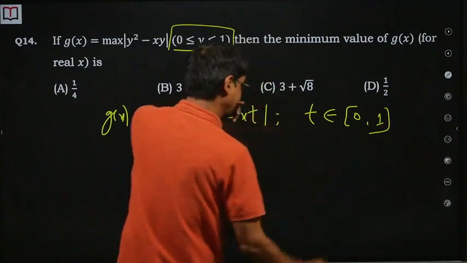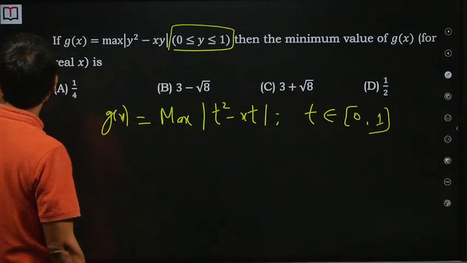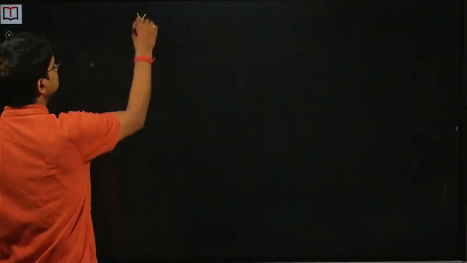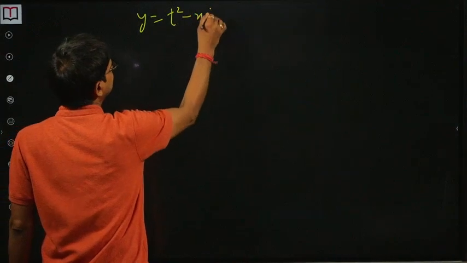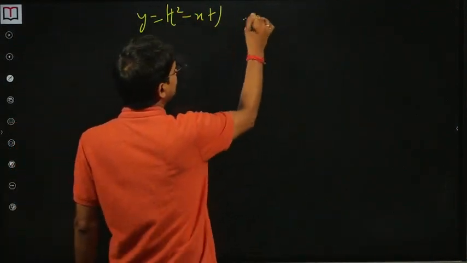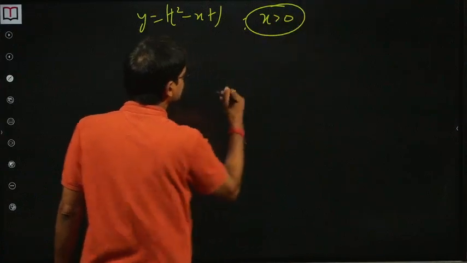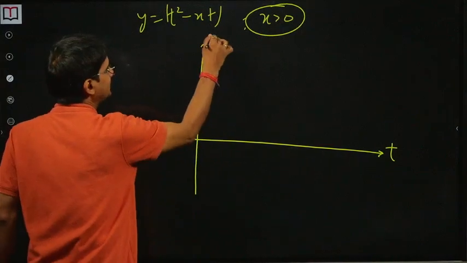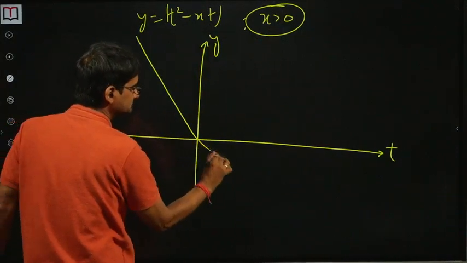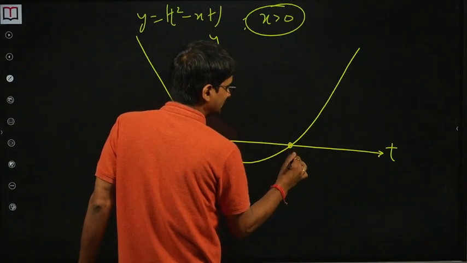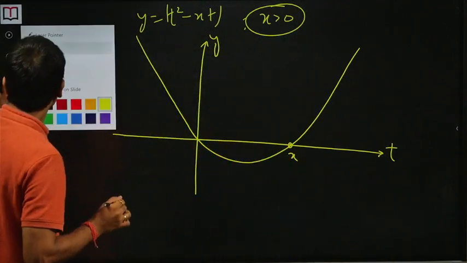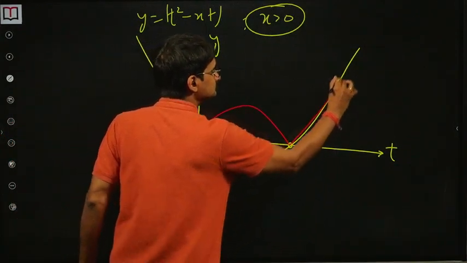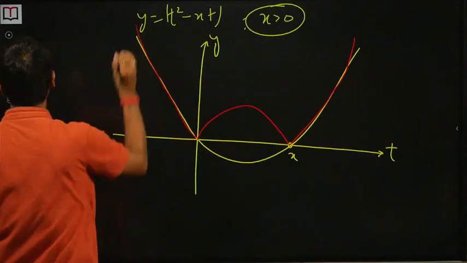Close 0 to 1. Okay. Now draw the curve of y is equal to |t² − xt|, taking x as positive. It has two roots. This is x. Now, okay, we need the mod, sorry. That's the curve.